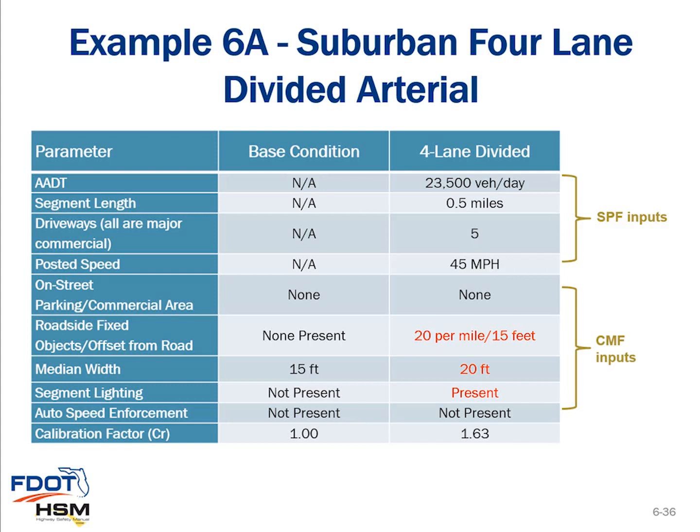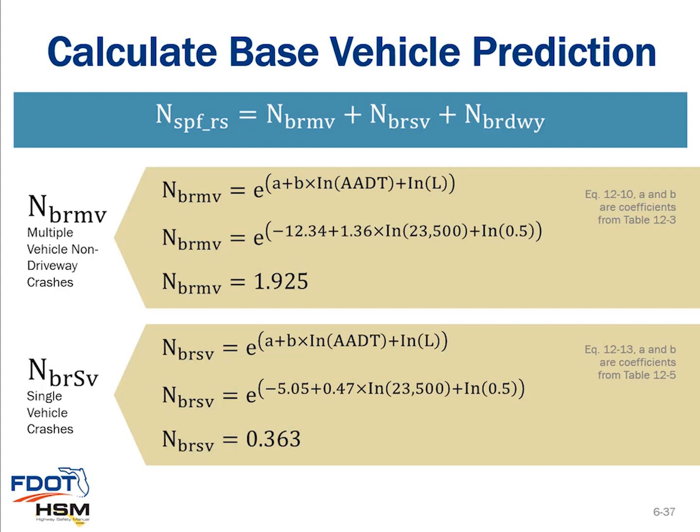For your crash modification factors, you've got several listed here. 3 are changed from the base conditions. We have the roadside fixed objects at 20 per mile being 15-foot offset, the median width of 20 feet, and also road segment lighting is present. And we have also added in the Florida calibration factor for the 4-lane divided roadway of 1.63. So let's walk through that base vehicle prediction and demonstrate to you by hand how this is done so you can gain a further understanding.